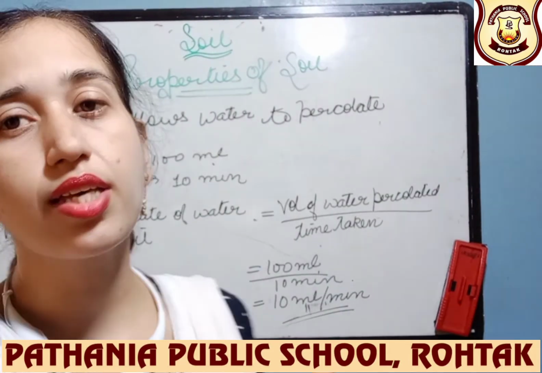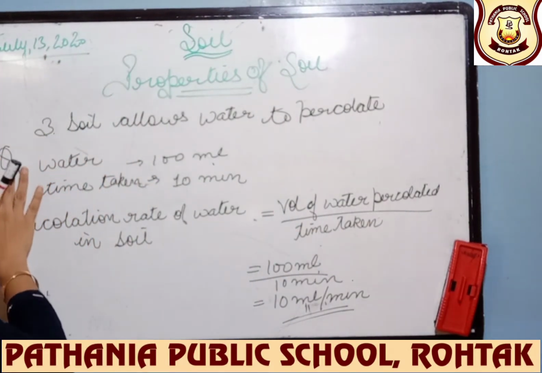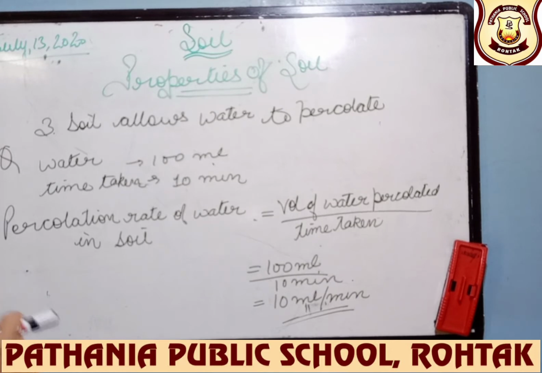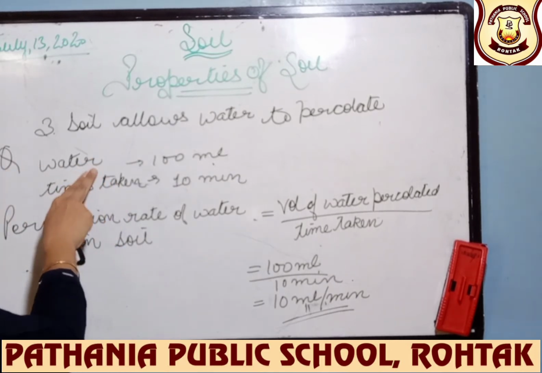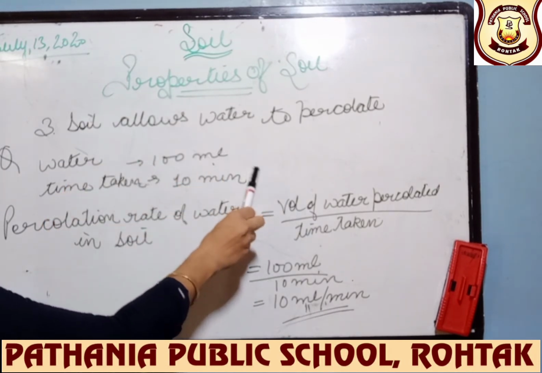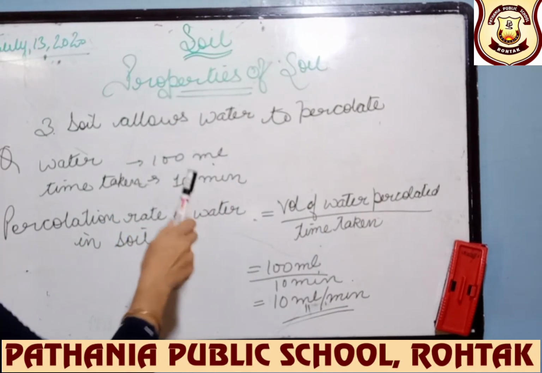A numerical is given in your book, that is: 100 ml of water takes 10 minutes to percolate completely in a particular soil. Calculate the percolation rate of water in this soil. So what you have to take? The volume of the water that is percolated, that is 100 ml. The time taken for percolation is 10 minutes, that is given in the book.